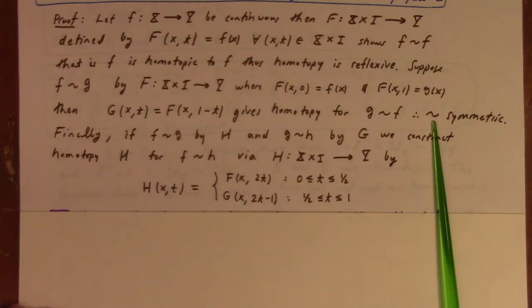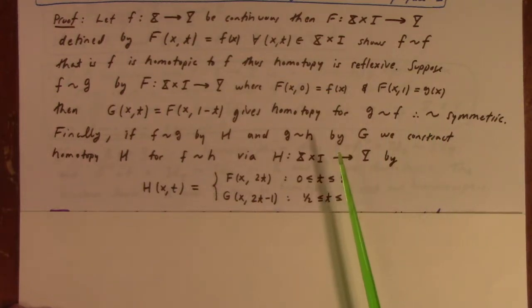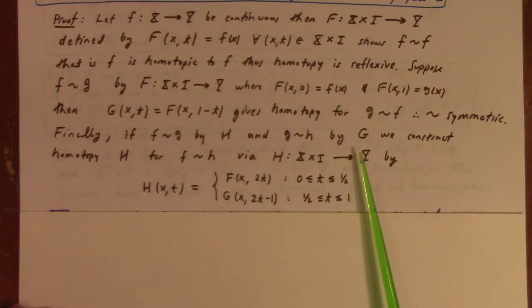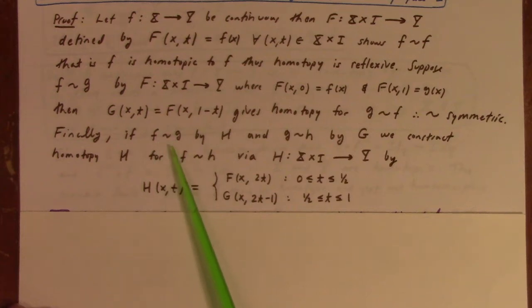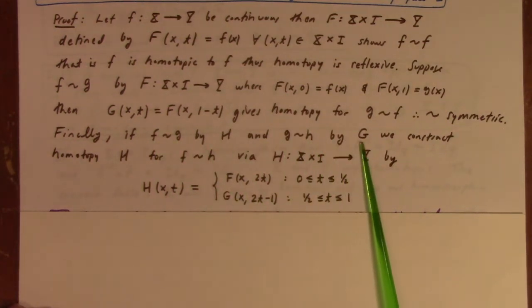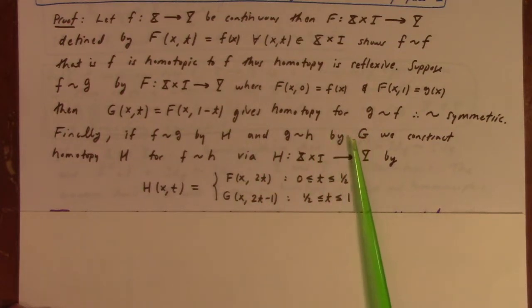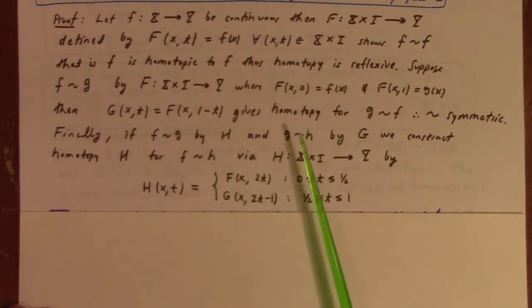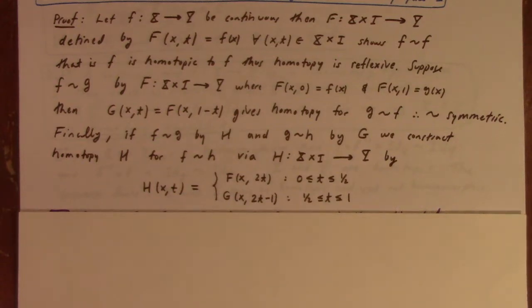So the equivalence relation is symmetric, and then you can construct, if you've got two homotopies, f equivalent to g and g equivalent to h by h and g respective. Wait a minute. By f and g respective.